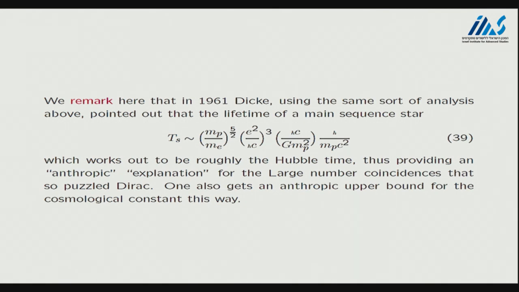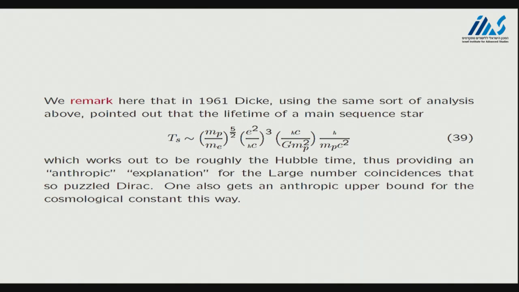Okay. I'm now going to make another, no doubt, provocative remark. At the same time that this was going on, a similar calculation had been done by Dicke, and I think it's a calculation everybody should know about. It's just an order of magnitude calculation, but he estimated the lifetime of a main sequence star, of course, in terms of the same constants, and you get an answer. And that answer turns out to be roughly the Hubble time.